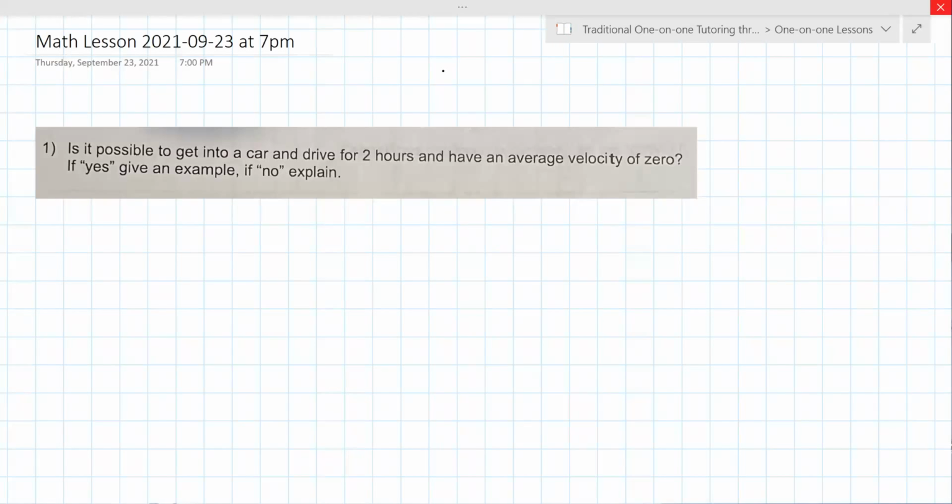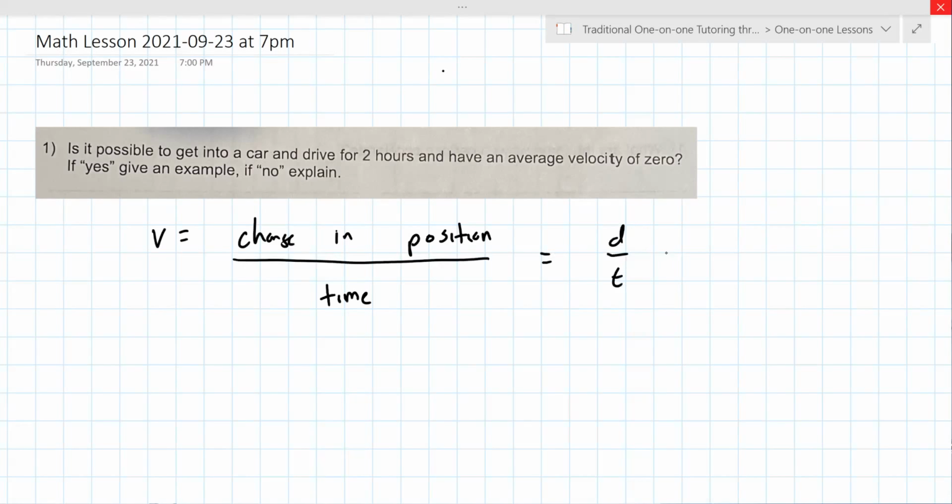Question number one says, is it possible to get into a car and drive for 2 hours and have an average velocity of zero? Let's remember the formula for velocity. Velocity is really change in position over time. Sometimes you see that as D over T, delta X over T, but you've got to be really careful here. It's change in position.